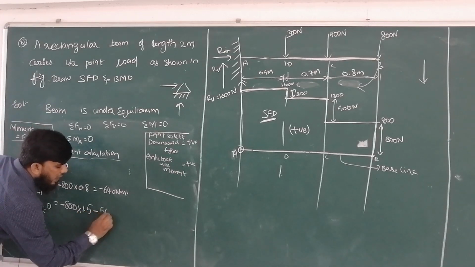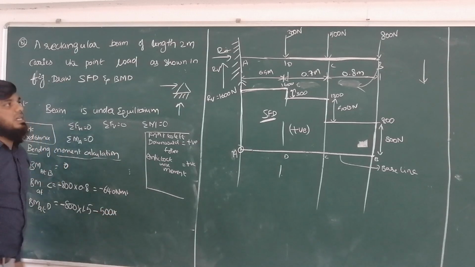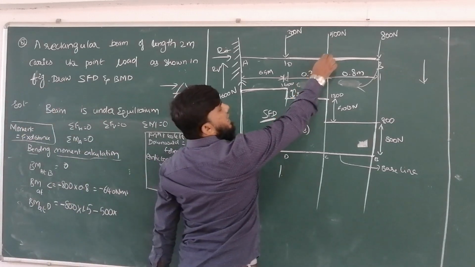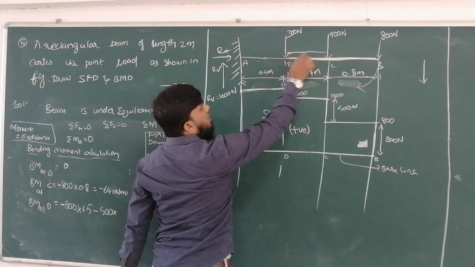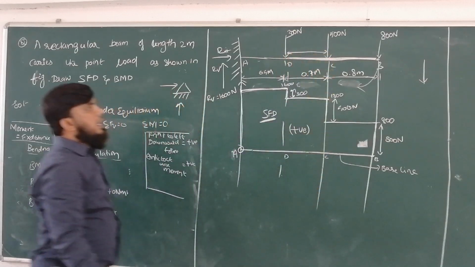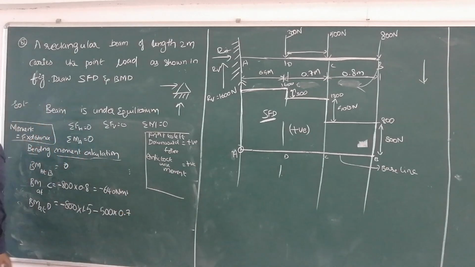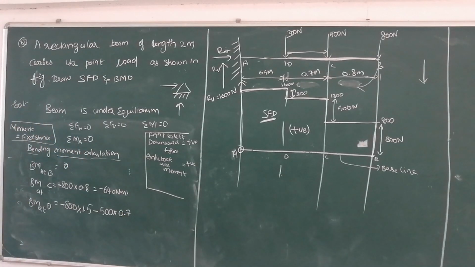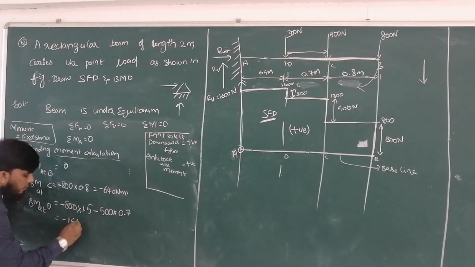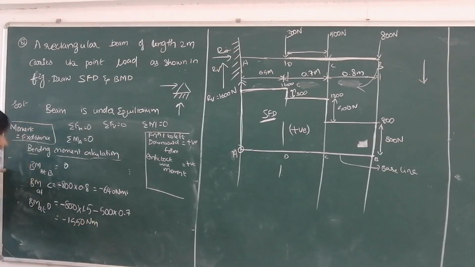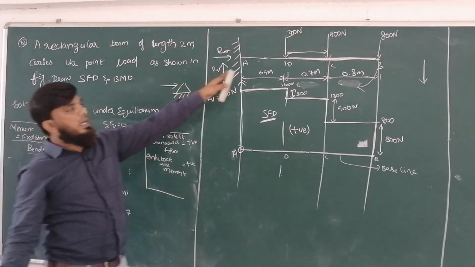So what is the load we are having? 500. What is the distance between the 500 load and the D point? It is 0.7. So the value you will get is minus 1550 Newton meter.